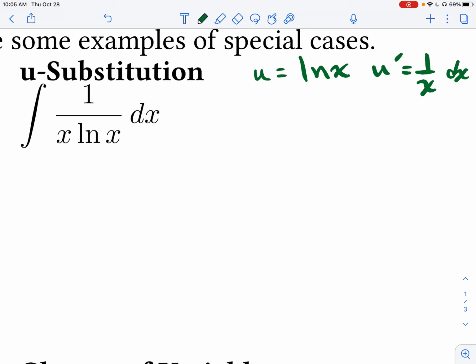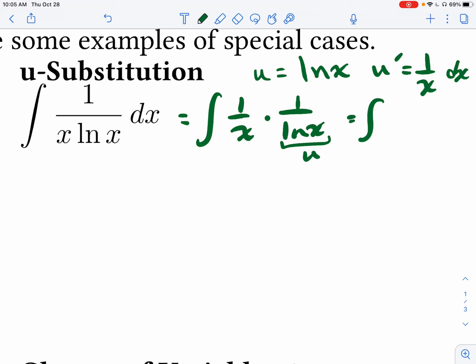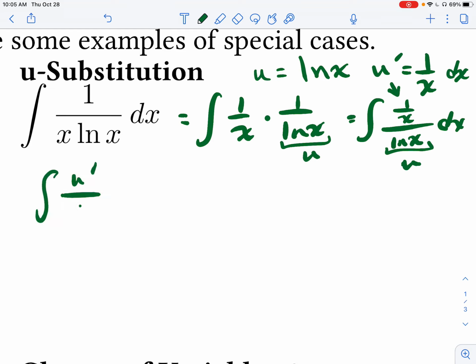Well, yeah, we can. This, we would say, is equivalent to 1 over x times 1 over the natural log of x, where we could see this would be our u. And this is equivalent to writing this as 1 over x all over the natural log of x dx. This is the same thing. This is our u. This here is our u prime. Okay? So actually, we do have the structure u prime over u.